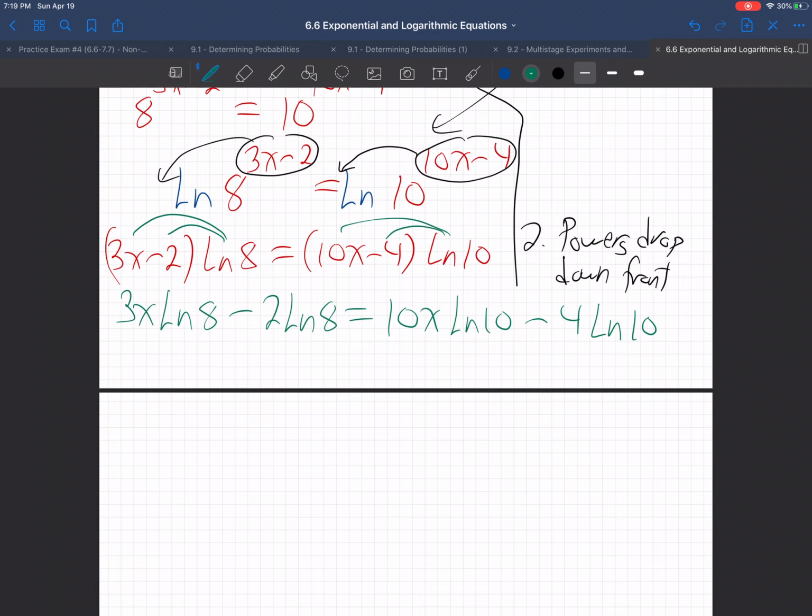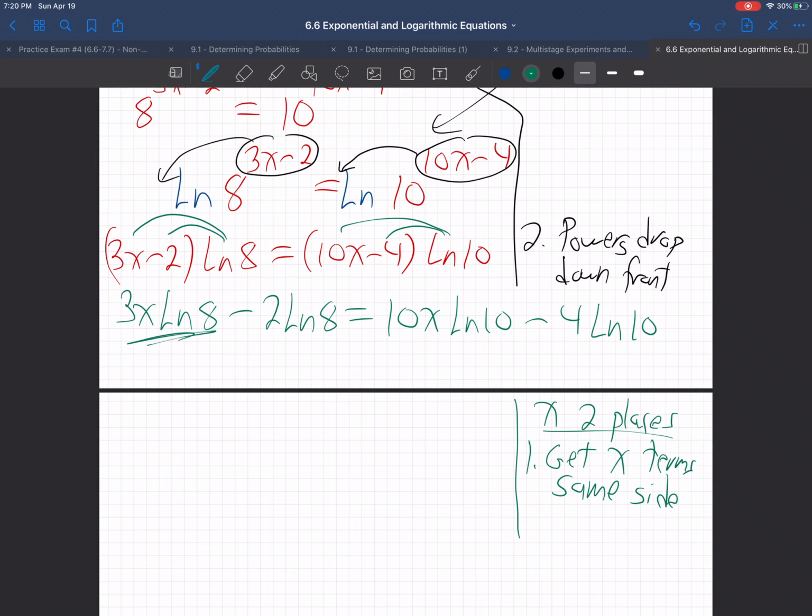Now we have a new issue. We have x in 2 places. What do you do when you have x in 2 places? Well, step 1, get the x terms on the same side. So this x term and this x term, there's 4 terms, 2 of them have x's. Get those on the same side. So I'll grab this one and jump it this way, and I'll grab this term and jump it that way.